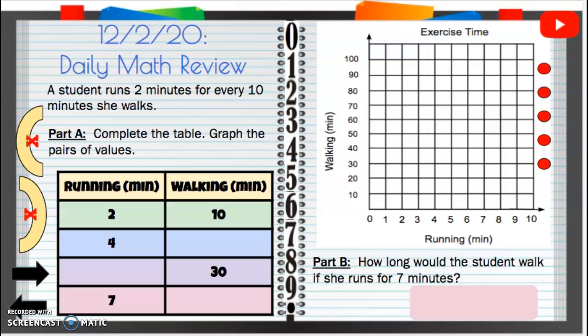December 2nd, 2020 Daily Math Review. A student runs 2 miles for every 10 minutes she walks. Part A. Complete the table, then graph the pairs of the values.